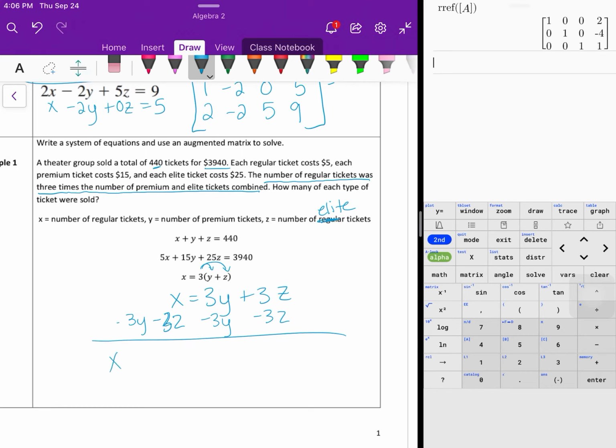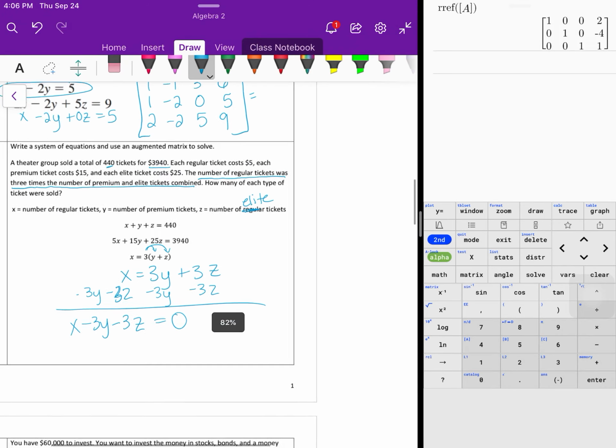Since it's not like terms, you can't put any of them together. So it's x minus 3y minus 3z. And then if you take everything away from the right side, 3y minus 3y is 0, 3z minus 3z is 0, so we have a 0 there.